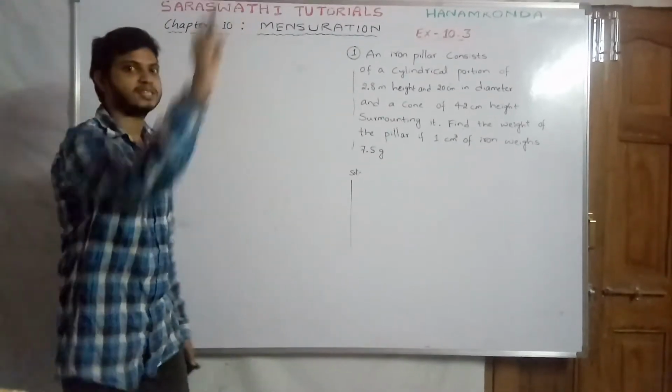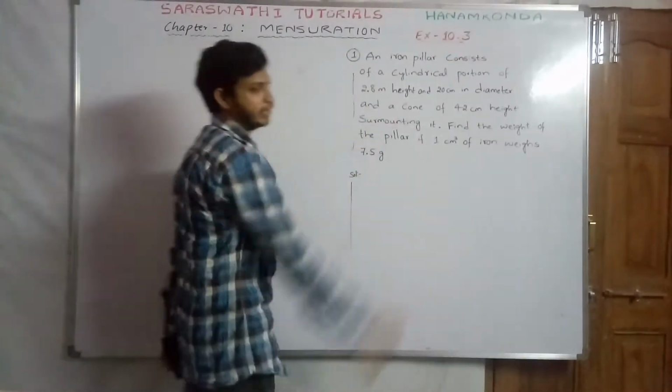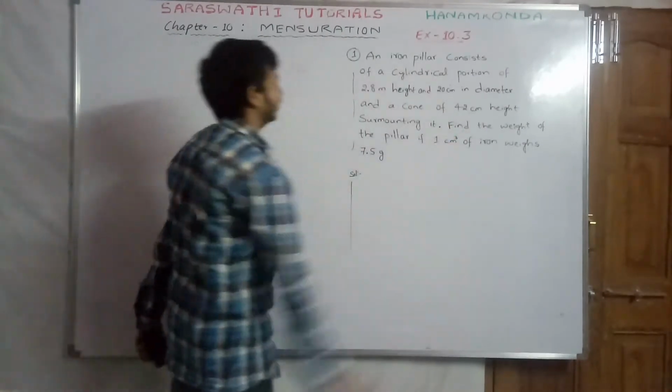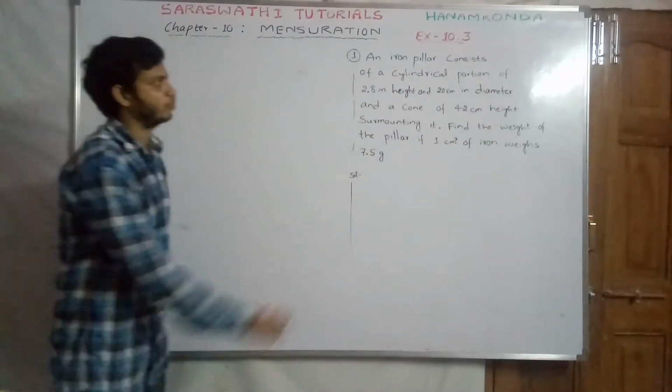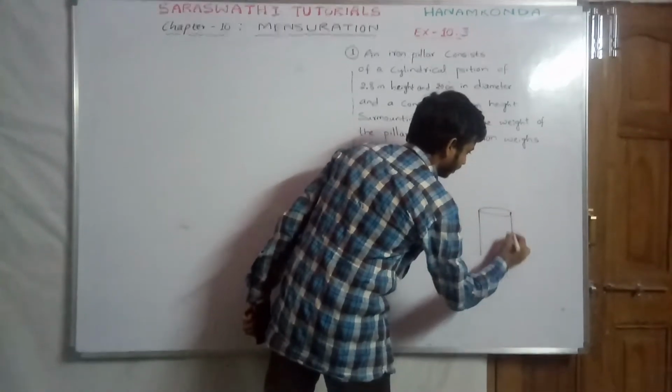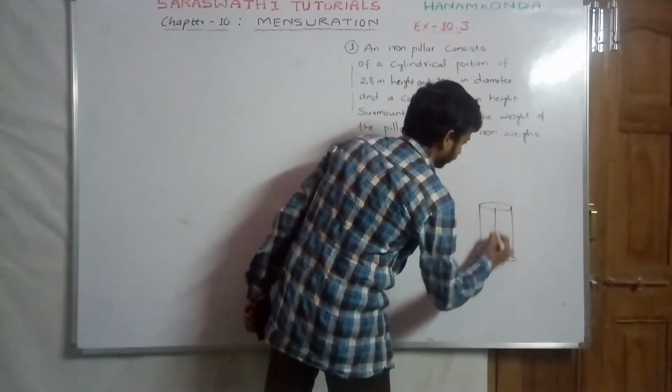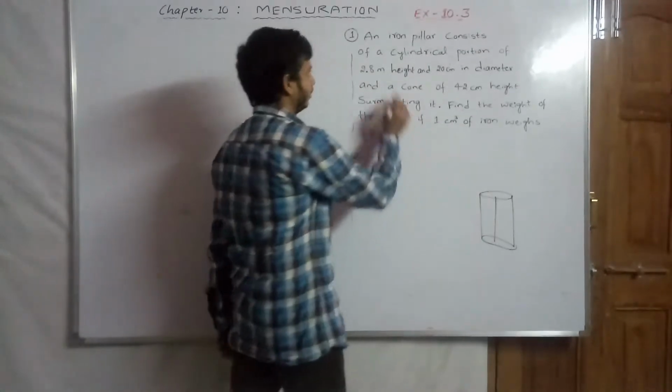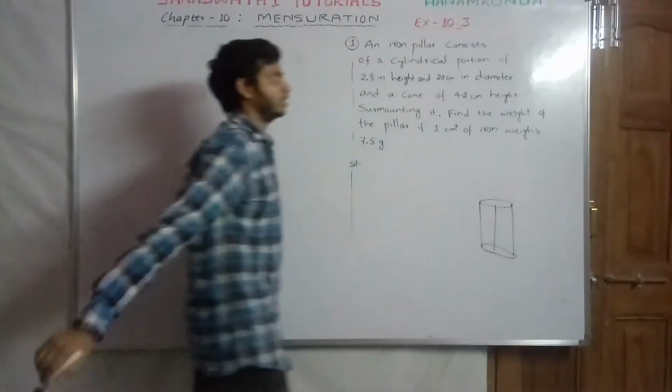So in this video we shall discuss exercise 10.0. Okay, the first problem here: given is an iron pillar consisting of a cylindrical portion of 2.8 meters height and 20 centimeters in diameter. So the iron pillar is in the shape of a cylinder. The height of the cylinder is given as 2.8 meters and 20 centimeters in diameter.